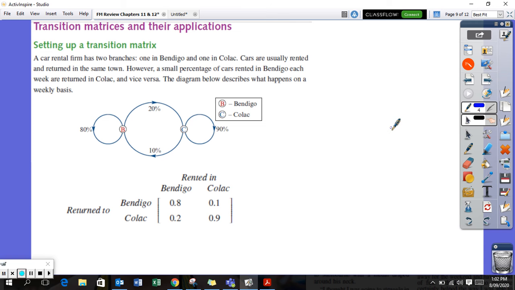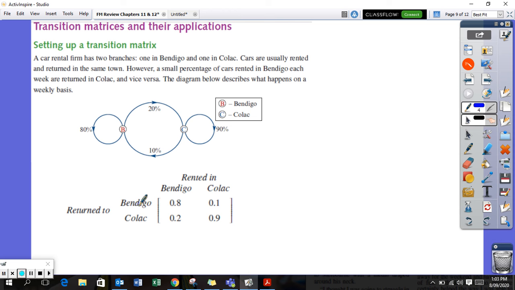Okay, last little bit we could look at is some transition matrices. So we've got a transition diagram here. Car rental firm, one in Bendigo, one in Colac. 80% of cars returned to Bendigo if they're rented in Bendigo and 20% to Colac. And if a car is rented in Colac, 90% go back to Colac and 10% to Bendigo. So I see over time that there's more cars going to Colac and less to Bendigo. So Colac's going to end up with more cars and Bendigo less.